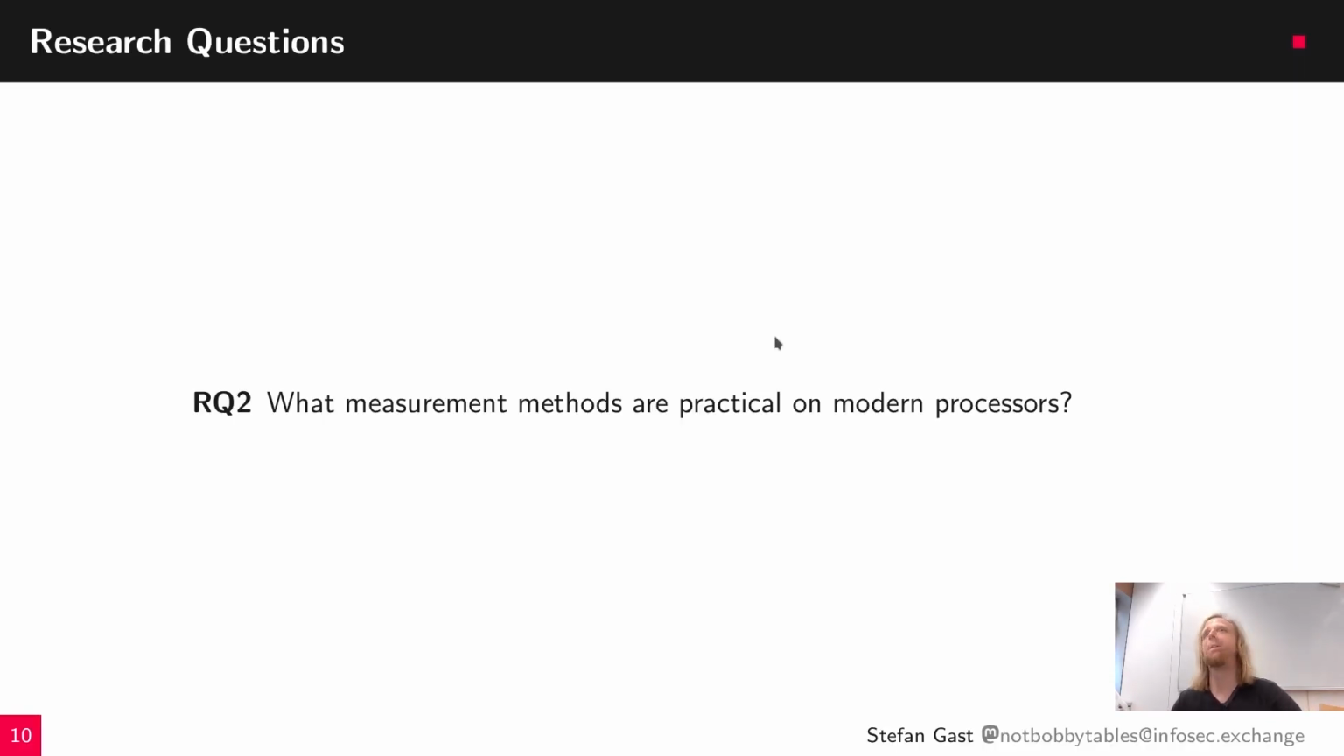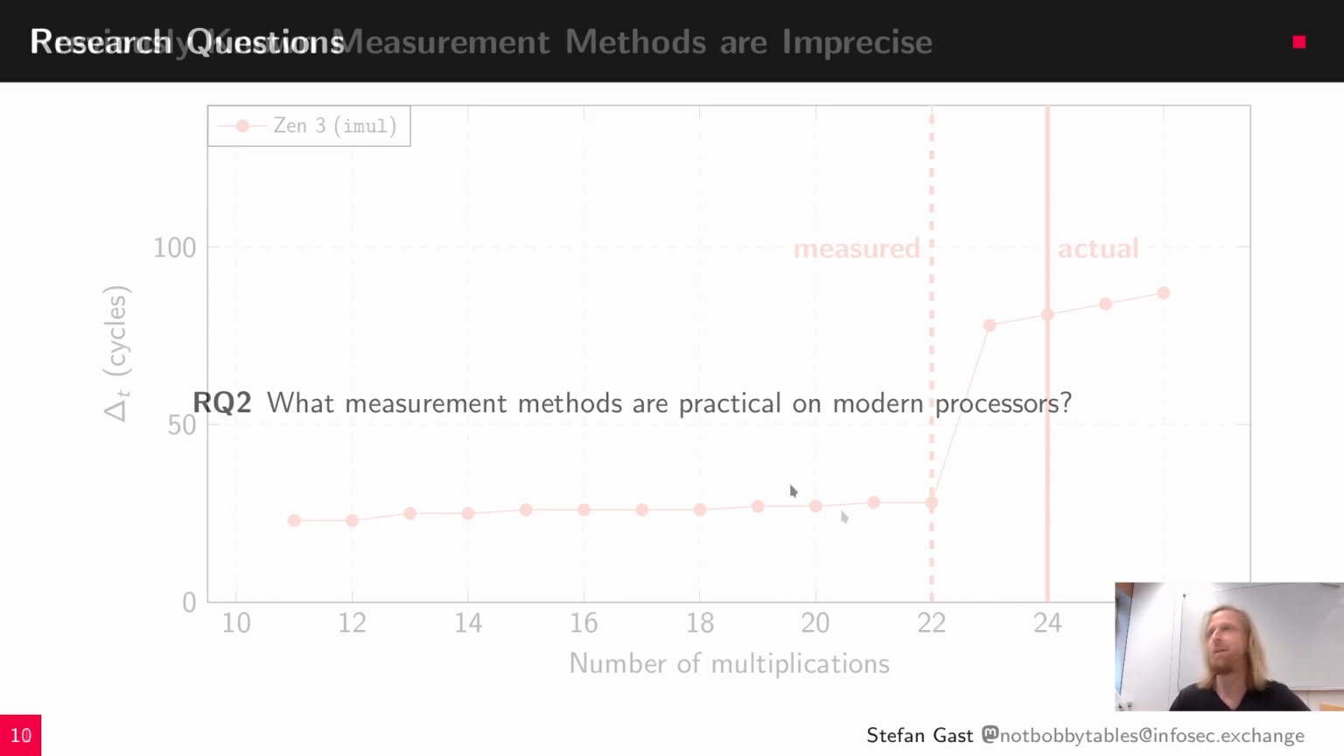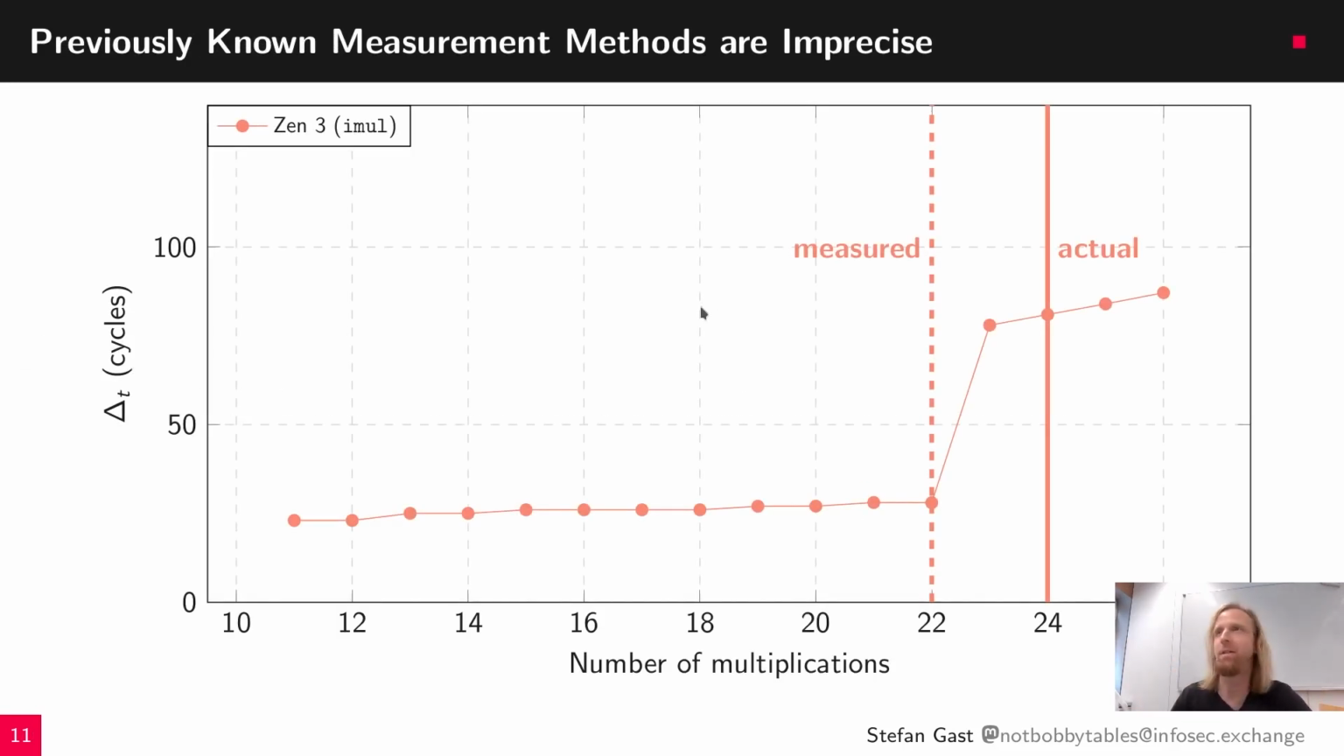Now we come to the second research question, which is what measurement methods can we use on modern processors? Prior work measured the capacities using non-serialized timer reads, and they only observed a capacity of 22 microops when the actual capacity is in fact 24 microops. So the question is basically, well, where did the 2 microops go? Why weren't they able to observe that?